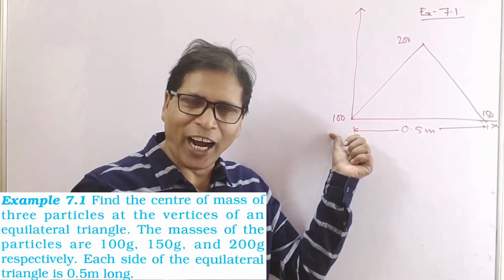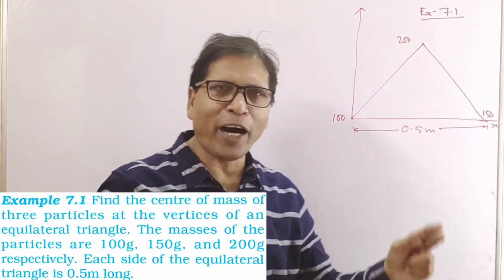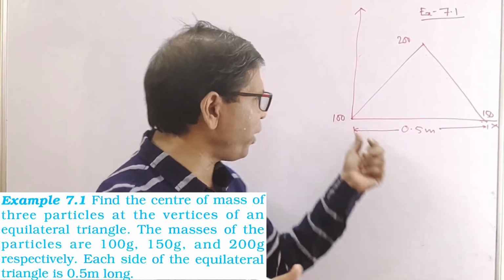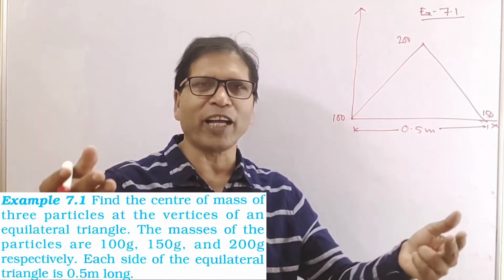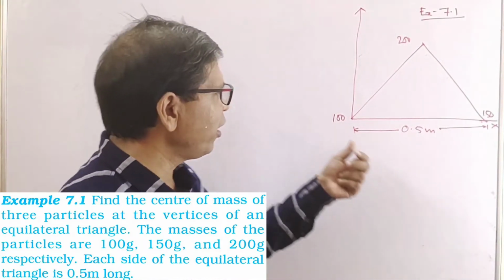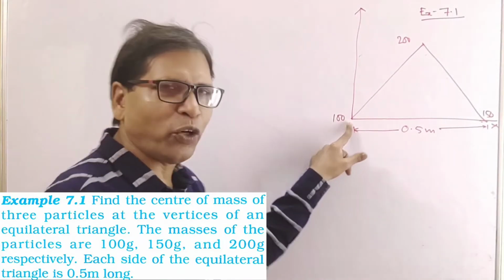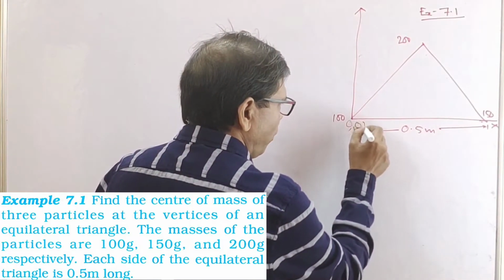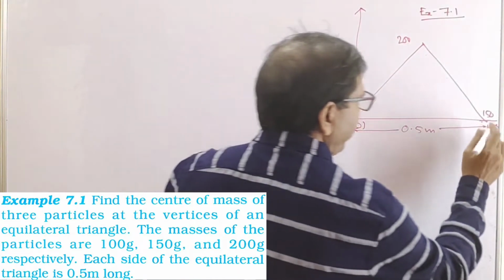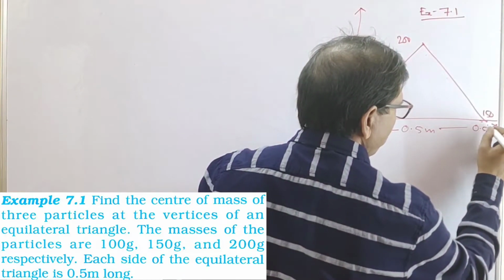Okay, now let's start. Masses 100 gram, 150 gram and 200 gram are placed at the vertices of a triangle of side 0.5 meter. We have to calculate the center of mass with respect to this point. This point is taken as origin. So its coordinate is 0, 0. And the coordinate of this one is 0.5, 0.